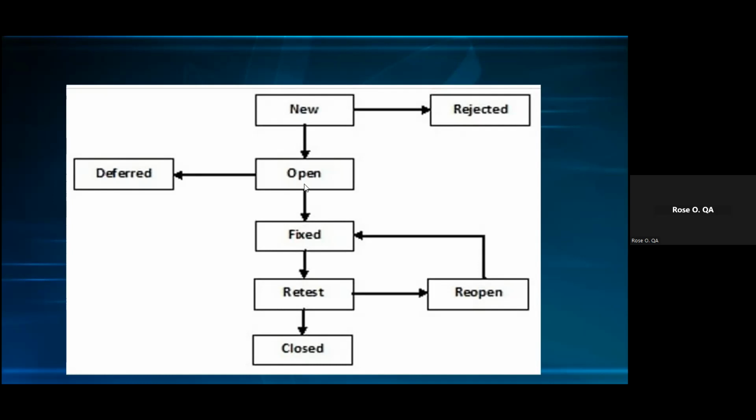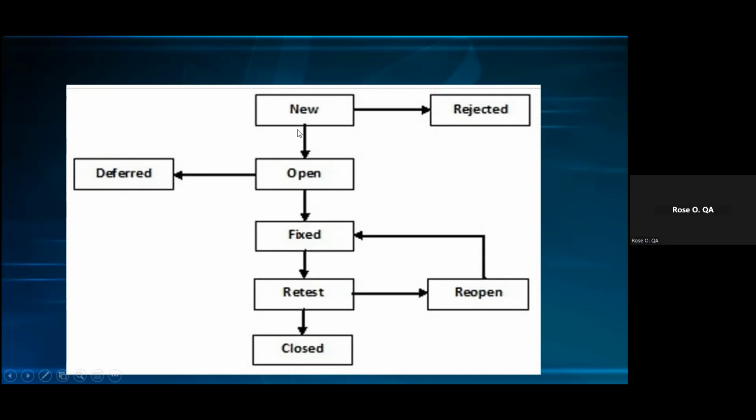Once he's working on it, he fixes it. When he fixes it, it changes to retest. After we retest it, if we're happy and everything looks fine, we close it. That is the happy part. That's the normal happy part. Now, let's take it again.